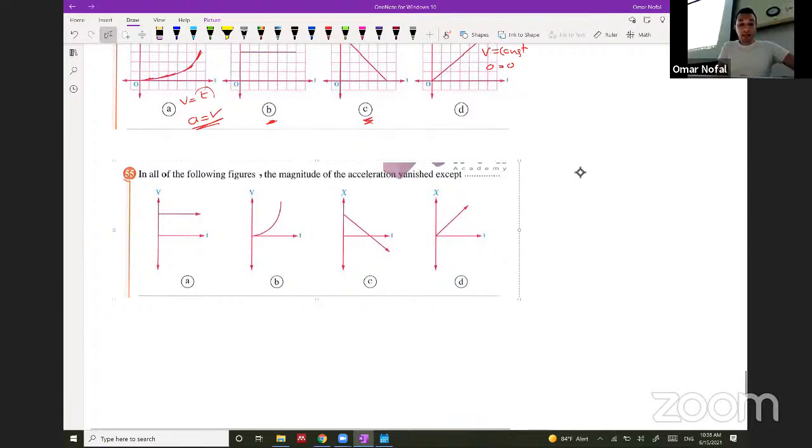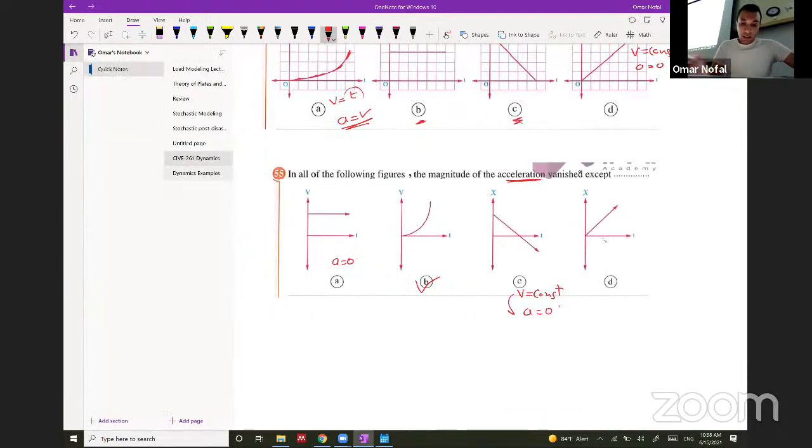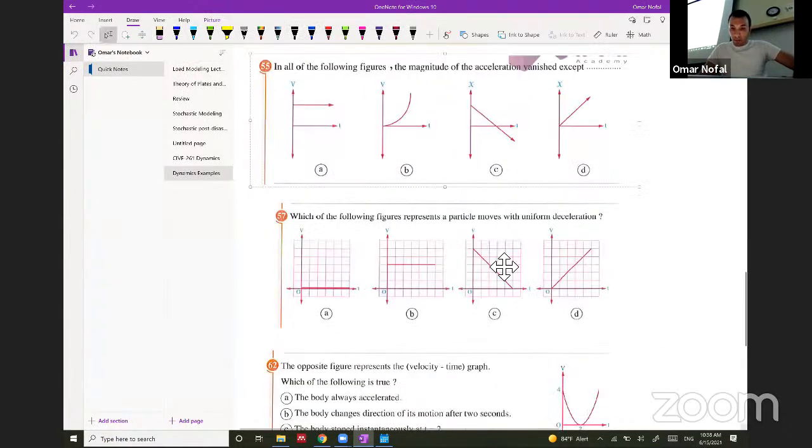For V and T, it's a constant velocity, so it will give you 0 acceleration. And for C, X over T is linear, so it will give you a constant velocity, and A will be equal to 0 because the derivative of the constant will be 0. And here's the same, it's still linear. So the right one is B because it's a curved relationship between V and T, and the acceleration will not vanish. All right, so let's get to the third one.